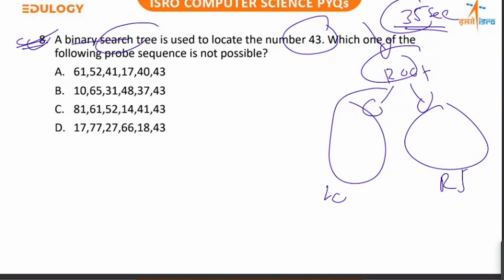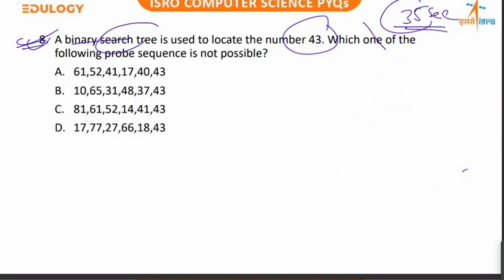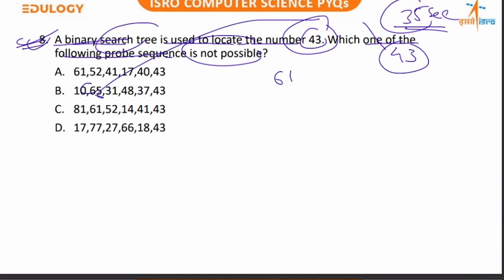Okay, so see over here what will happen. What is given in the question? A binary search tree is used to locate the number 43. Which one of the following flow sequences is not possible out of the given 4 flow sequences? We have to simply compare this element with this element. 63 is greater than 43. So where will 43 come? It will come on the left side.